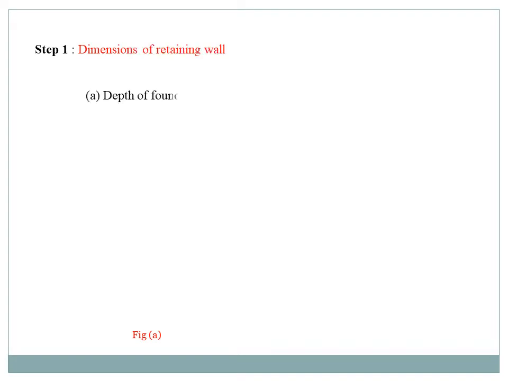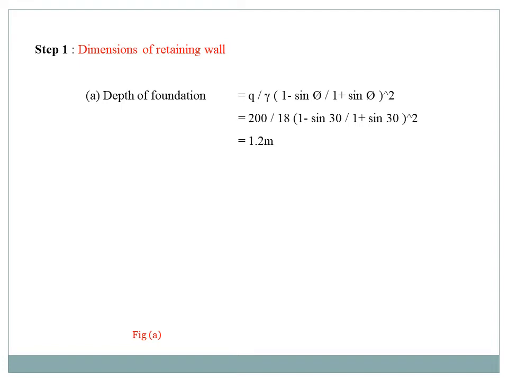Step number 1, dimensions of retaining wall. First we find out the depth of the foundation, which is equal to q divided by gamma into (1 minus sin phi divided by 1 plus sin phi) the whole square. This is the depth of foundation formula. We know that q is equal to 200, gamma is equal to 18, and phi is 30 degrees. Apply the values, and you get the depth of foundation equal to 1.2 meter. So just mark the values in our diagram. Above ground level we know it is 4 meter, and below ground level is the depth of foundation, 1.2 meter.